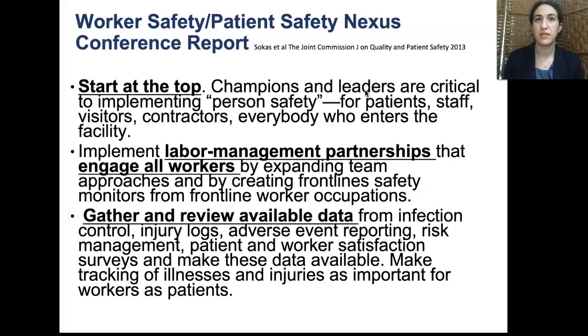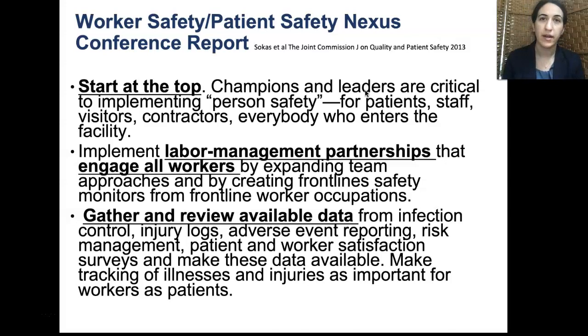These recommendations come from a workshop of healthcare leaders, workers, union representatives, and patient representatives meeting to discuss how healthcare worker safety and patient safety are related. One principle is that leaders are critical to implementing person safety for patients, staff, visitors, contractors, and everyone who enters the facility. So, it's important to start at the top.